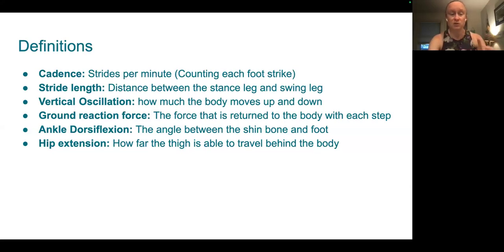Ankle dorsiflexion, hip extension. These are two measures of joint angles. Ankle dorsiflexion is the angle between the shin bone and the foot, so that's a measure of ankle mobility. And then hip extension is how far the thigh is able to travel behind the body. This is something we often look at to tell how well runners are using their glutes, which is a very common question people have: how do I use my glutes more with running? We are going to talk a little bit about that as well.